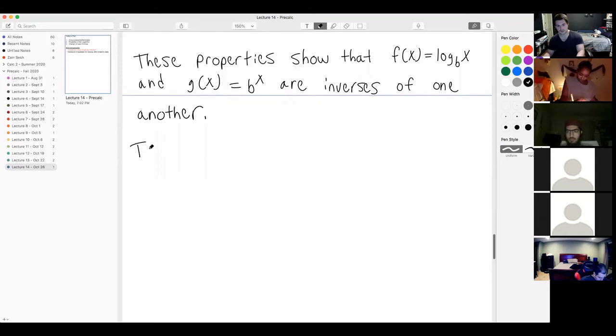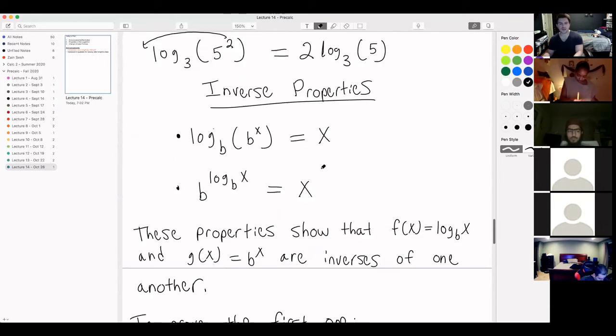Okay, so to prove the first one, what are we looking at here? By the first one, I mean this first bullet point, log base b of b to the x equals x. I would like to show this.